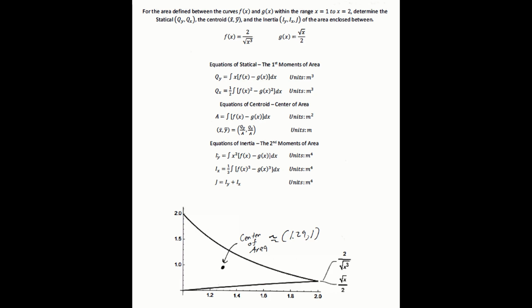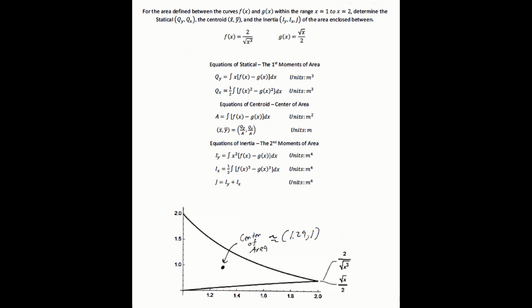Now, for our equations of the centroid, or the center of area in this case, area is going to be the integral of our top function minus our bottom function, dx. And its units will be meters squared. The centroid, x bar, y bar, well, x bar will just be our Qy divided by the area, and y bar will be Qx divided by the area. And once we do that, our units would be in meters. Similarly, if we were talking about mass, then we'd be working with kilograms eventually.